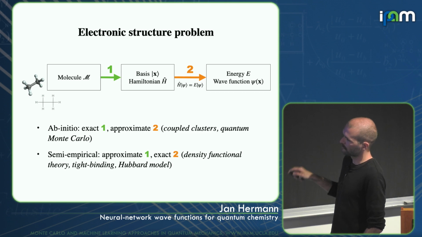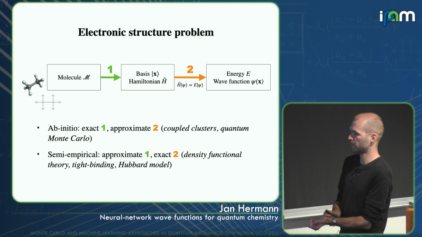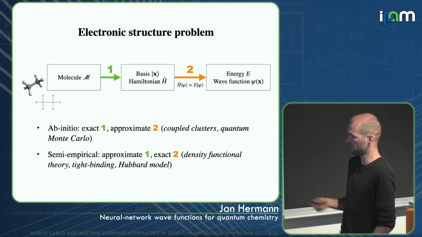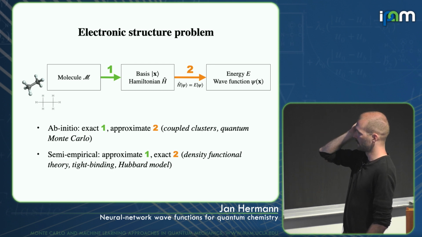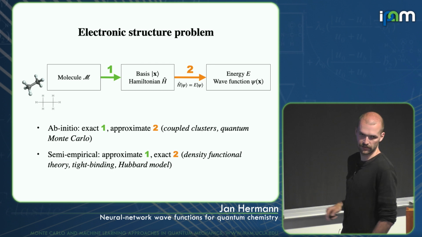And then on this diagram, you can distinguish two very broad classes of methods. In the ab initio methods, the first step is trivial, right? You just take the ab initio Hamiltonian from first principles, and that's it. And then what's tricky is the second step where you want to solve that, and you can't do that exactly, so you have to approximate somehow if you want to do it with reasonable efficiency. And this is the world of ab initio methods, coupled cluster, quantum Monte Carlo, which we've heard about a lot here.